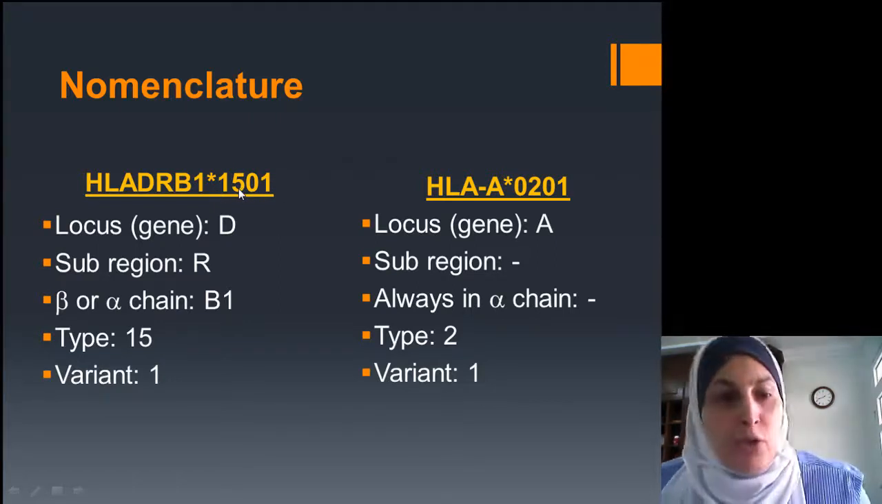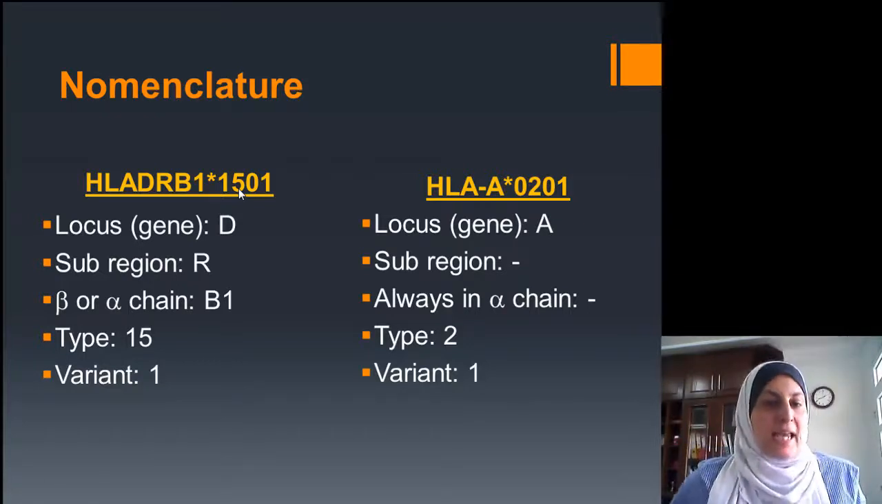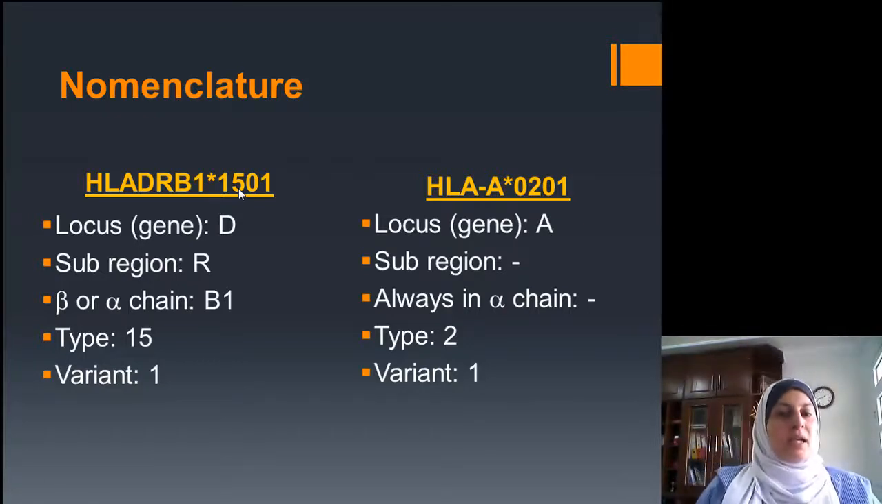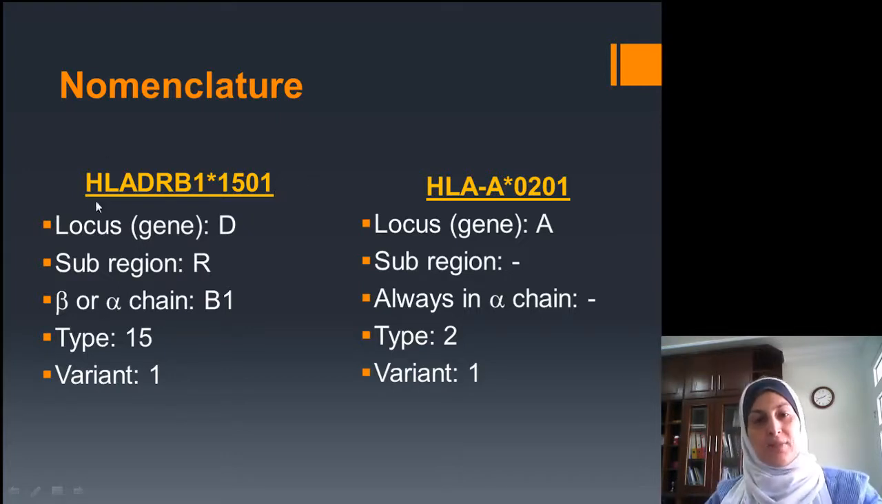A very close match to it would be HLA-DRB1 1502, for example. So this person is sharing the gene, the subregion, the beta chain, and the type, but is just different in the variant. But it would be close enough. Of course, there is more detailed classification, but this is what we need to know.